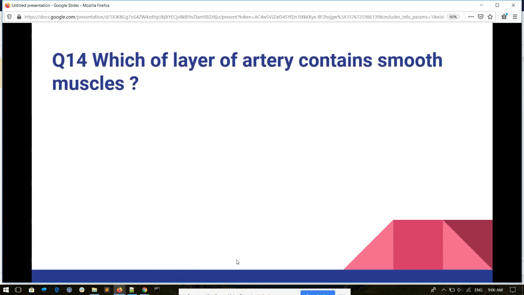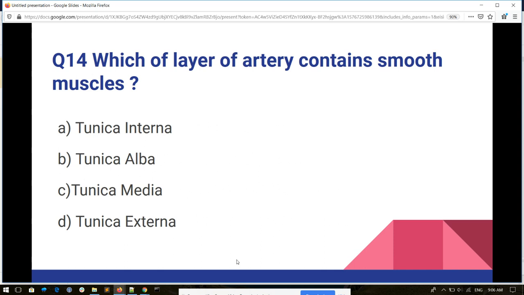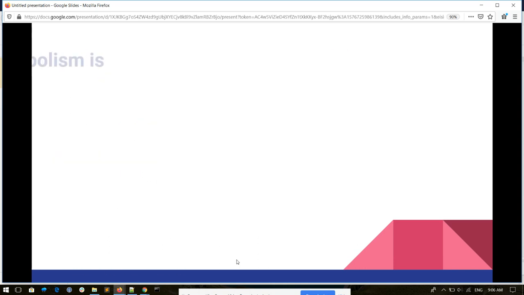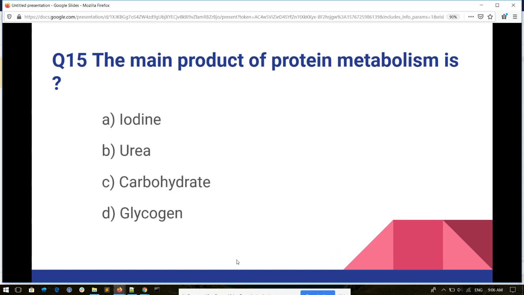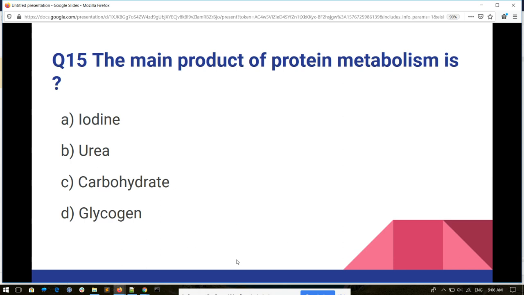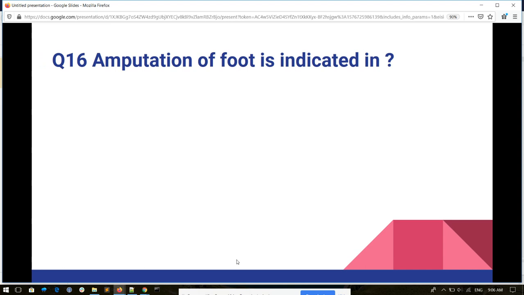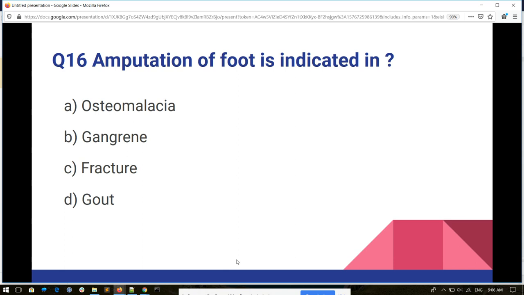Question number 14. Which layer of artery contains smooth muscles? And its options are tunica interna, tunica alba, tunica media, tunica externa. And its answer is tunica media. Question number 15. The main product of protein metabolism is iodine, urea, carbohydrate, and glycogen. And its answer is urea. Question number 16. The amputation of foot is indicated in osteomalacia, gangrene, fracture, and gout. And its answer is gangrene.